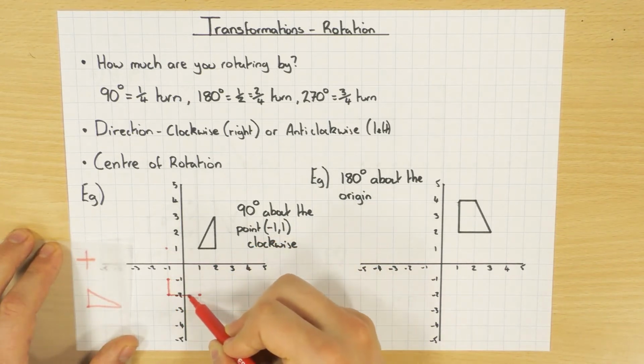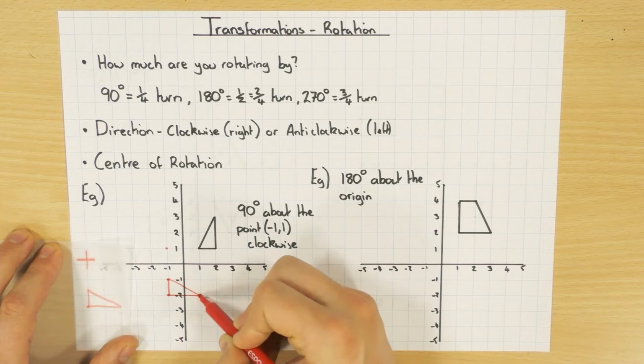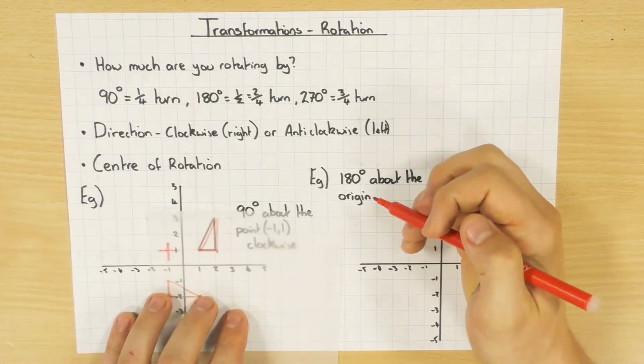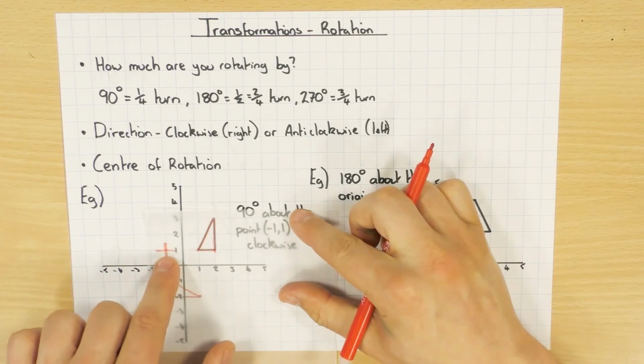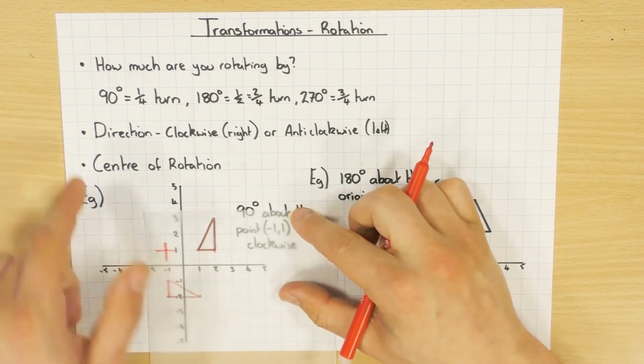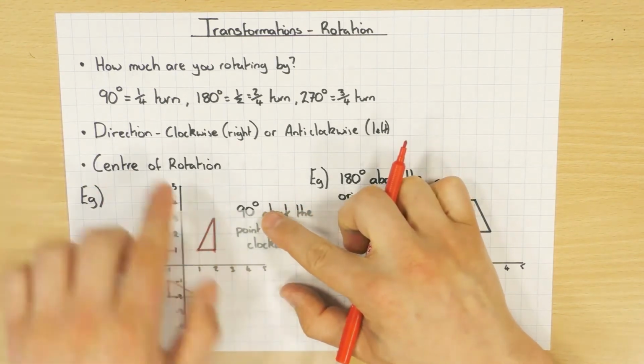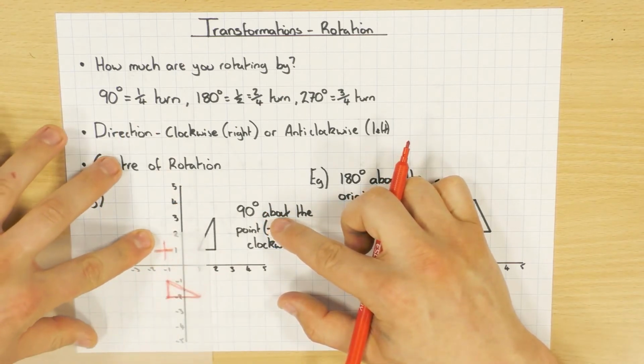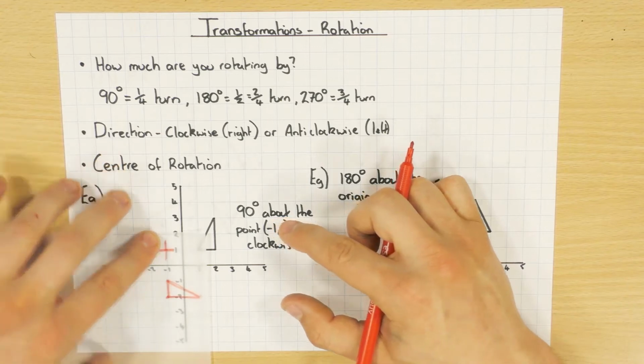Again, I haven't got a ruler, so I'm just going to do this freehand, but in the exam, make sure you use a ruler. And always double check it. So there we go. I'm at -1, 1. Excellent. I'm going clockwise. So I'm going round to the right. 90 degrees, which is a quarter of a turn. So just 1 turn. I'm looking there. There we go. Fab stuff. So there's that one.